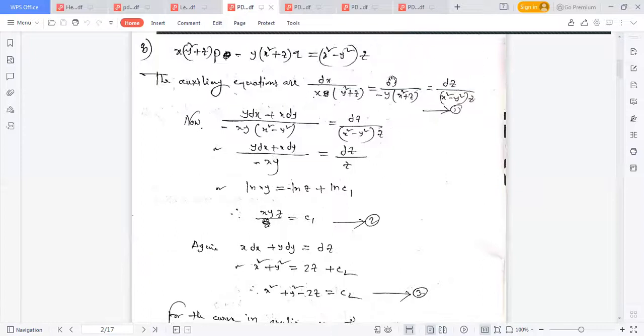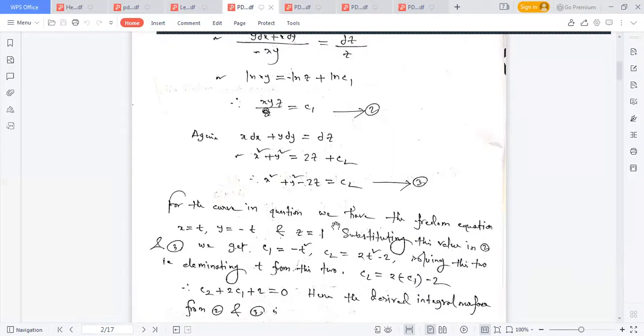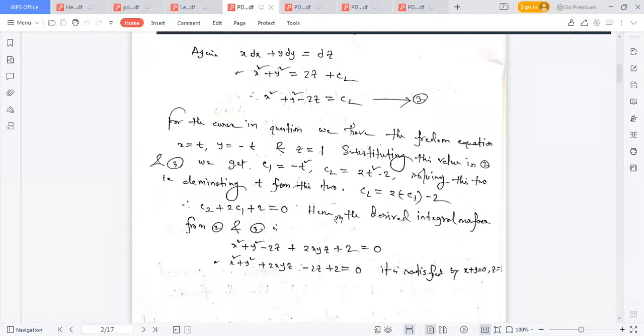Again, from the first two, x dx plus y dy equals to what will be? Only dz. So integrating on both sides, x square plus y square equals to twice z plus c2. C2 is the constant, C1 is the first constant, and C2 is the second constant. So just putting the values.